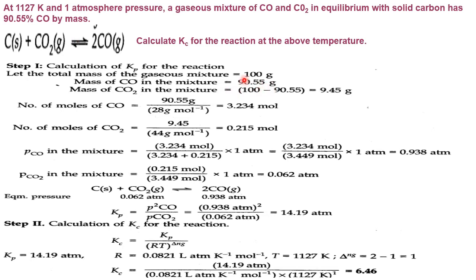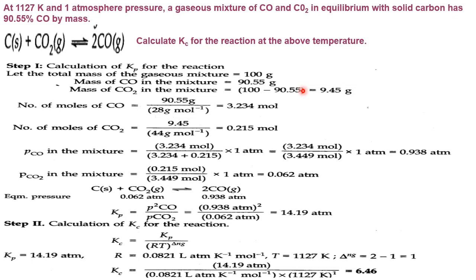When carbon monoxide mass is 90.55, then how much is CO2? We have presumed the total mass equal to 100, so take 90.55 from 100. That gives the mass of carbon dioxide, which is equal to 9.45 gram. So 90.55 gram of carbon monoxide and 9.45 gram of carbon dioxide are there in the reaction mixture, presuming it is 100 gram.